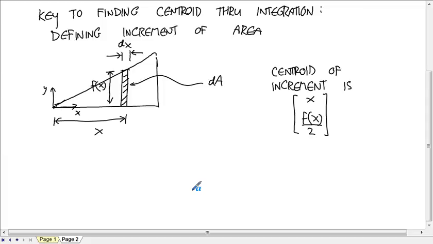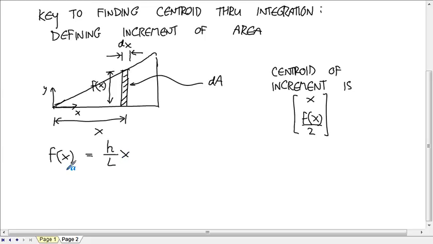Okay, so f of x is, if you think of the slope-intercept line equation, this has a y-intercept of 0 because it's going right through this origin. The slope is the height divided by the width. So the function is just h over L times x.